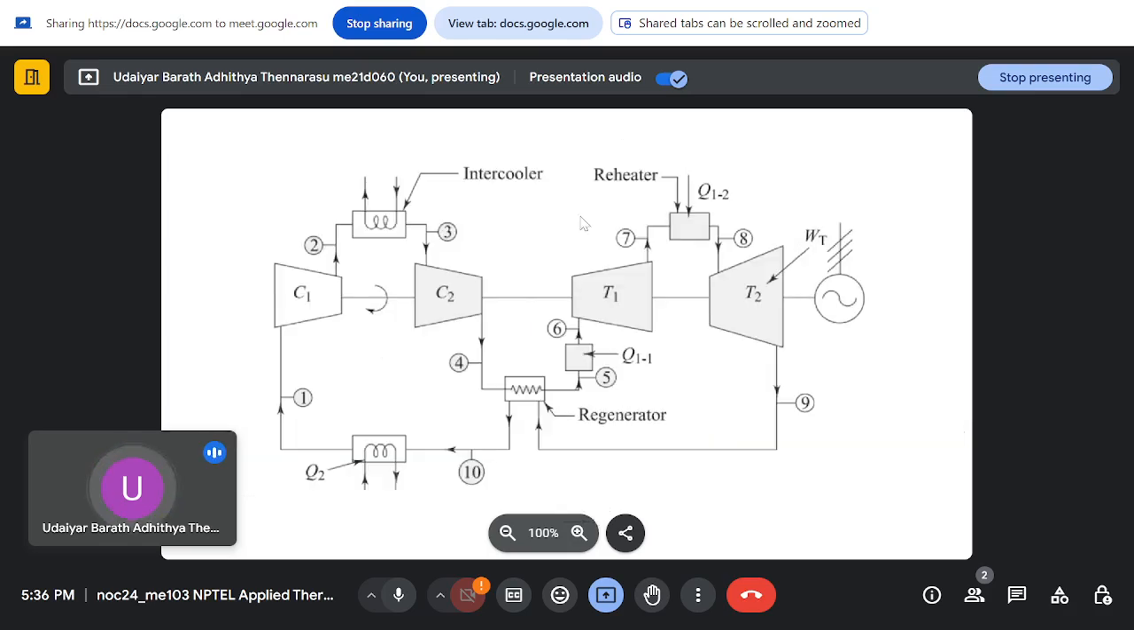So a variation of this is using an intercooler or a multi-stage intercooler and reheater. So even though this may not give you an increased efficiency, the efficiency is increased to a great extent when a regenerator is being used.